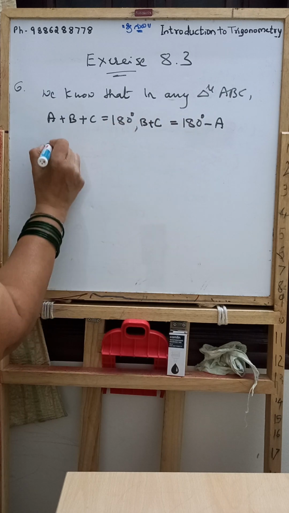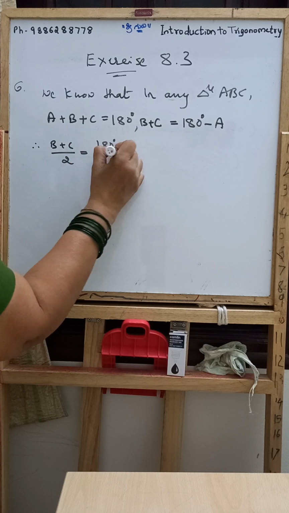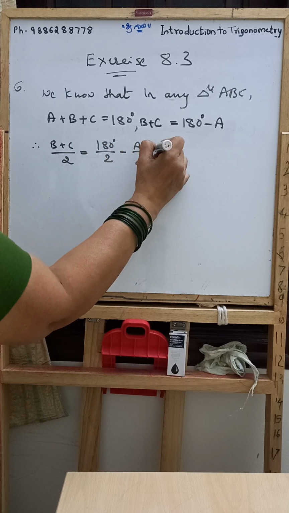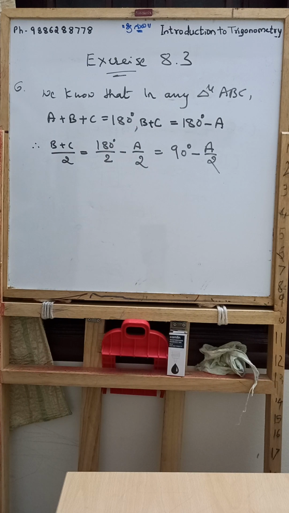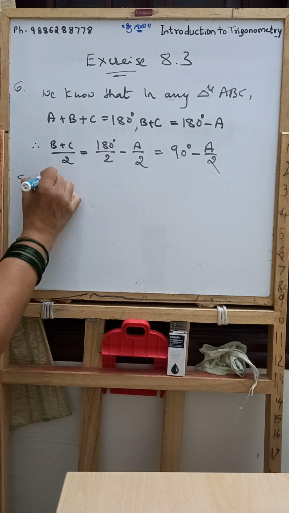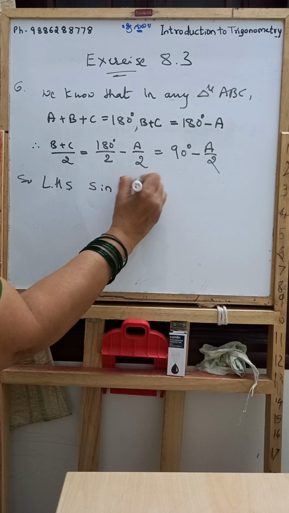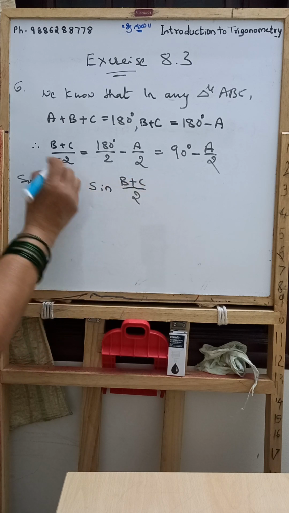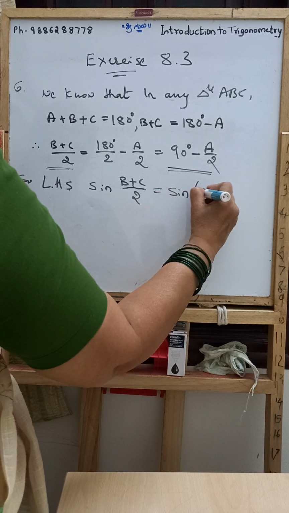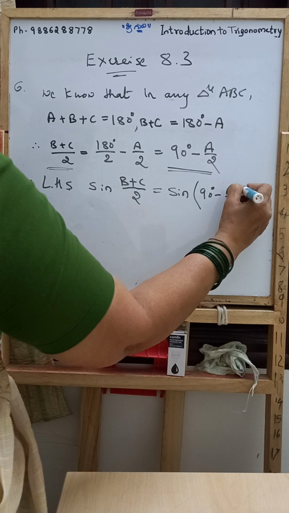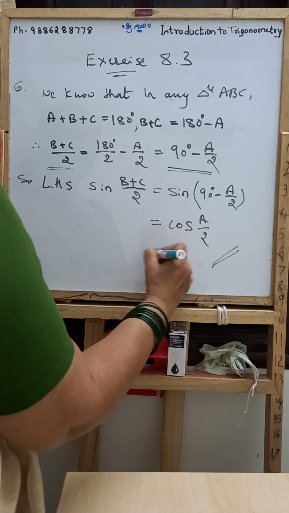Let us divide this by 2. Therefore, we have B plus C divided by 2 is equal to 180 degrees upon 2 minus A by 2. This is equal to 90 degrees minus A by 2. So, LHS. We have to find sine of B plus C upon 2. And B plus C upon 2 is 90 minus A upon 2. It is sine of 90 degrees minus A upon 2. This is equal to cos of A upon 2. Hence, proved. This is RHS.